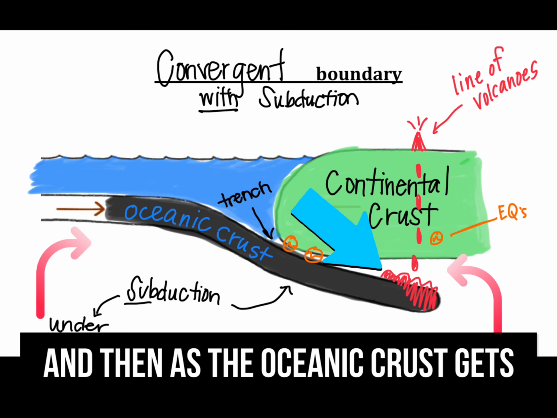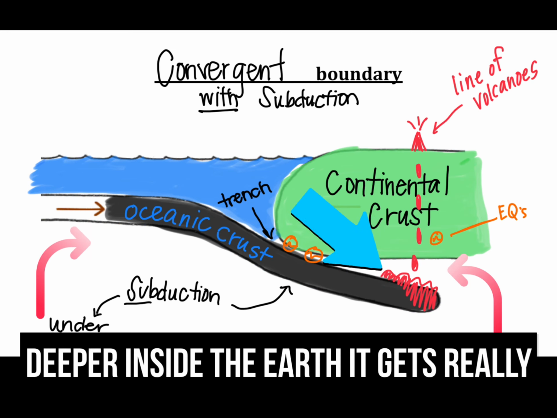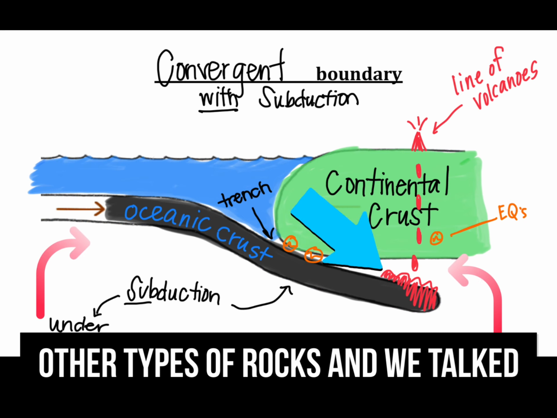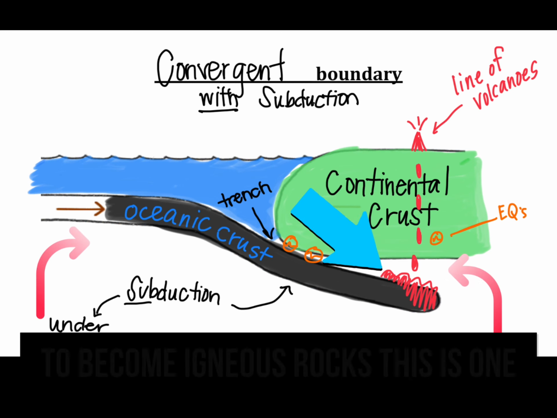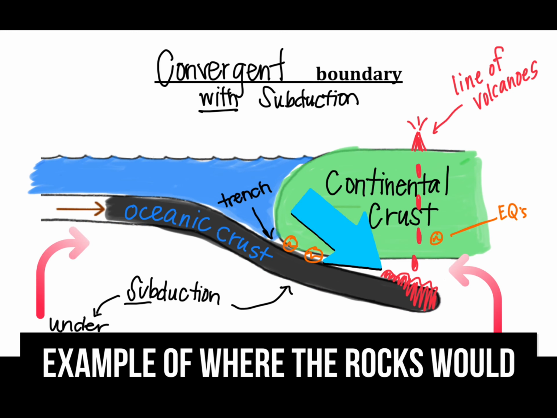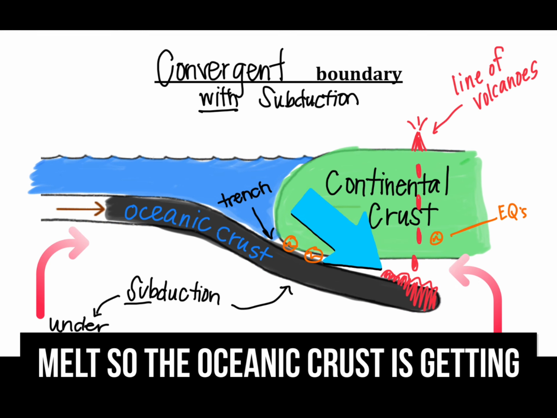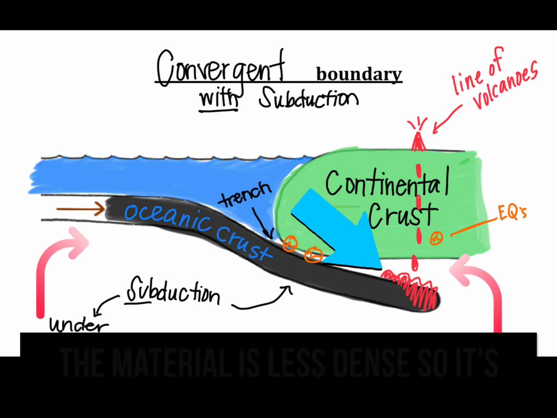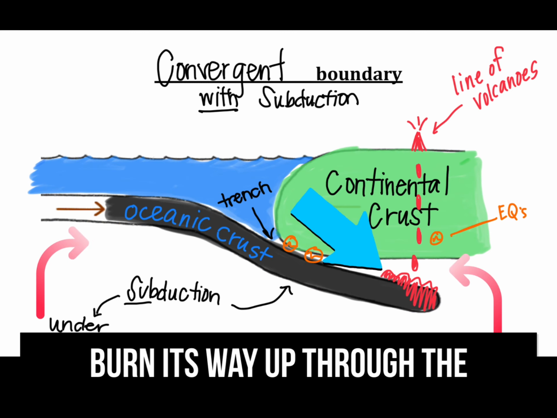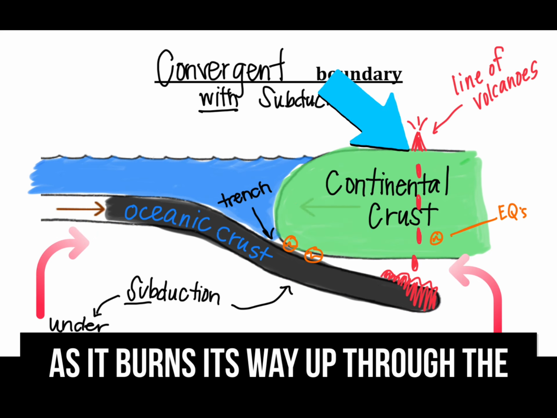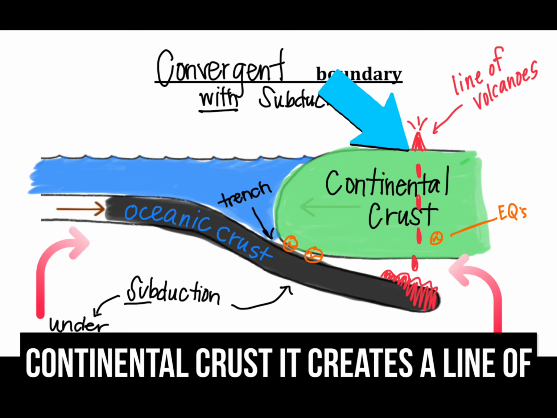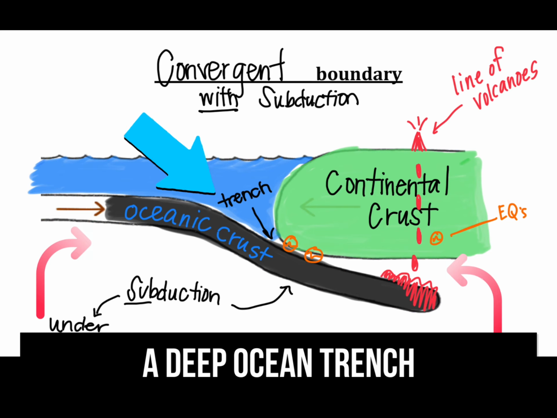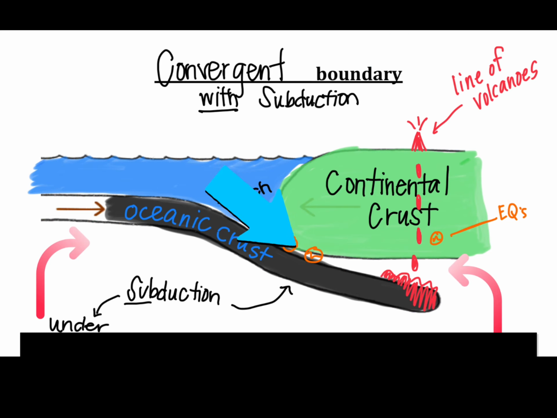And then as the oceanic crust gets deeper inside the Earth, it gets really hot and it starts to melt. This is similar to how rocks can change into other types of rocks, and we talked about how rocks would have to melt to become igneous rocks. This is one example of where the rocks would melt. So the oceanic crust is getting destroyed, it's melting, but the material is less dense, so it's super hot and it's less dense, so it can burn its way up through the continental crust. As it burns its way up through the continental crust, it creates a line of volcanoes. So key features you'll see are a deep ocean trench, line of volcanoes, and earthquakes.